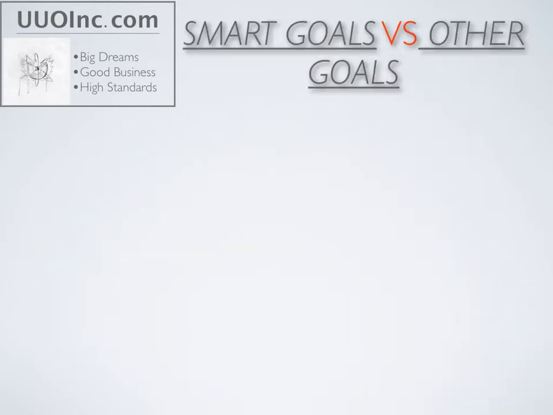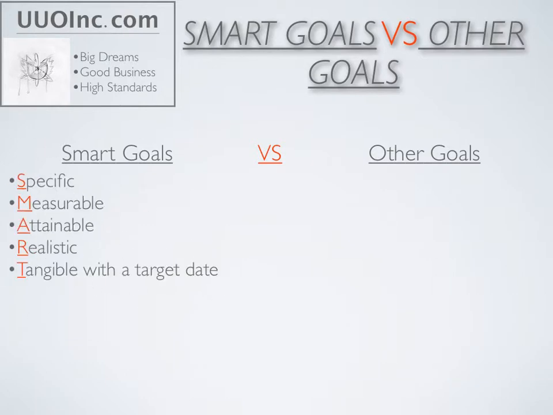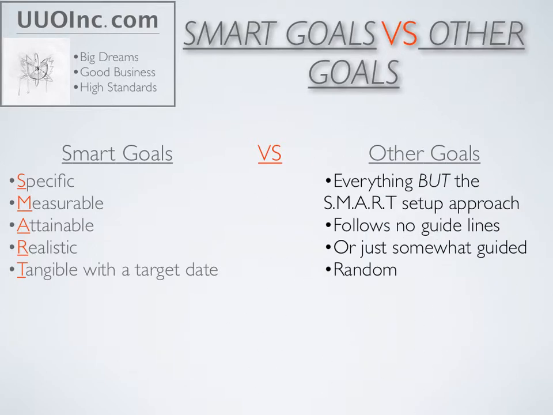All right, so first topic is SMART goals versus all other goals. First off, what the heck is a SMART goal? Well, a SMART goal is something that's specific, measurable, attainable, realistic, and tangible with a target date.